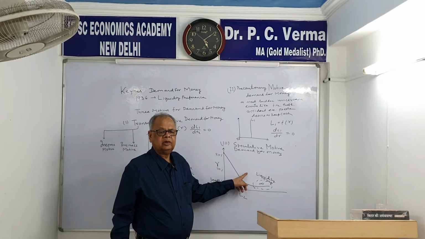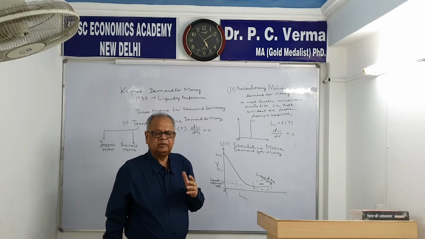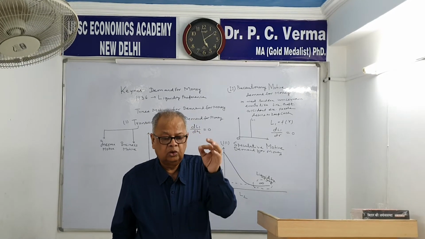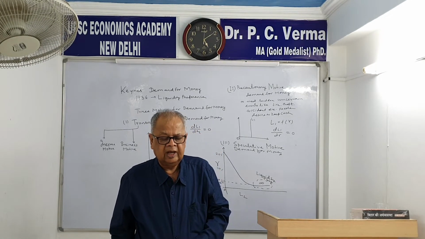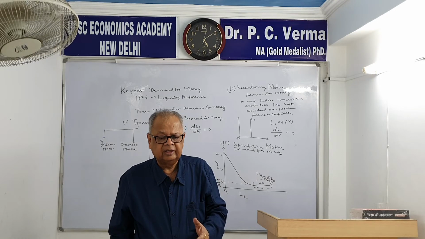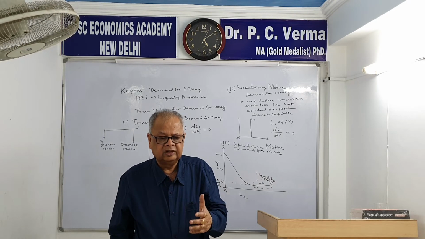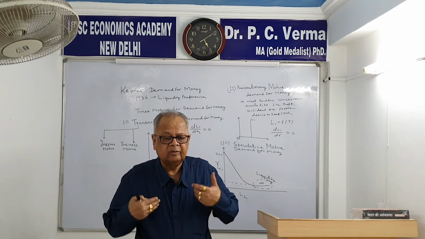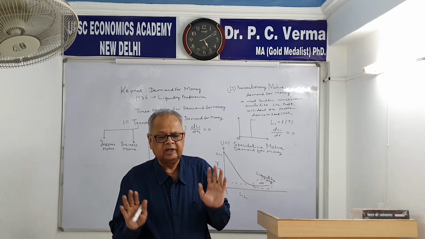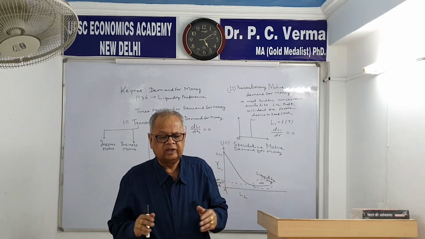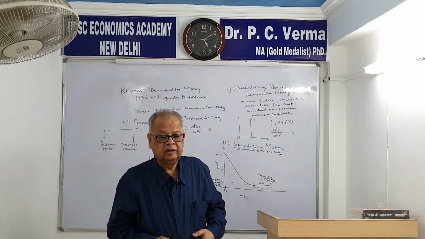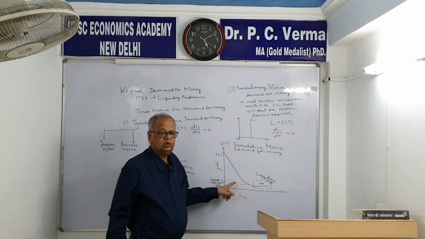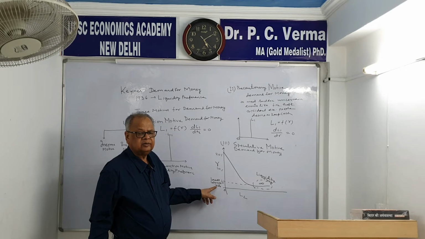We were discussing what? Liquidity trap is a situation in which the interest rate falls to the lowest level, and therefore entrepreneurs and investors would take whatever you give at that lowest price. But their demand will be infinity. So demand for money will be infinity at the lowest interest rate.